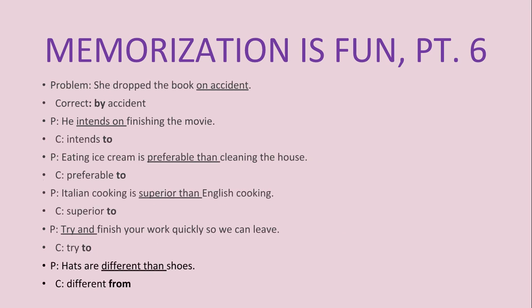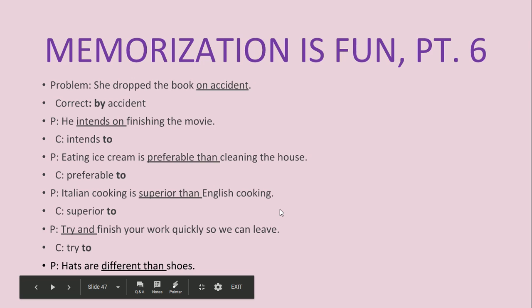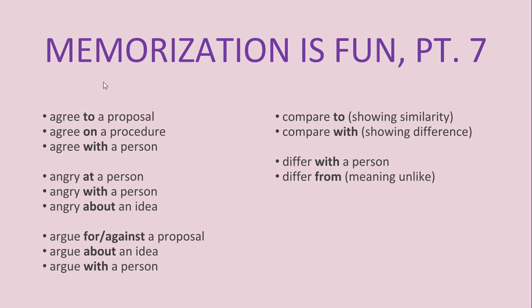But just in case that wasn't enough fun, there's also Memorization is Fun Part 6, where you can study the differences between preferable than and preferable to, and try and try to, among other things. And then there's Part 7, if you really want to have a good time, where you can learn how to pair prepositions with particular words when they have other words following them. That was not clear at all. But basically the word agree can be paired with any of these prepositions, but only when certain things follow the preposition. So agree to a proposal, but you agree on a procedure, but you agree with a person.